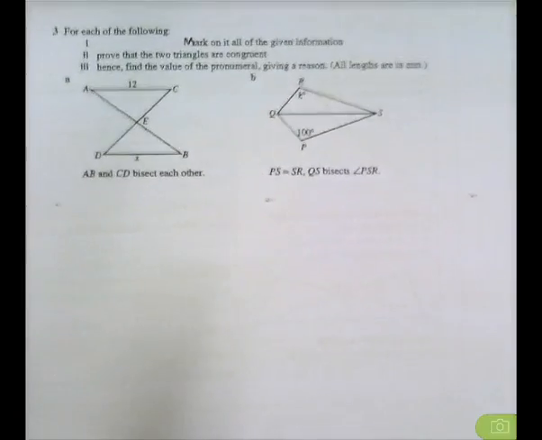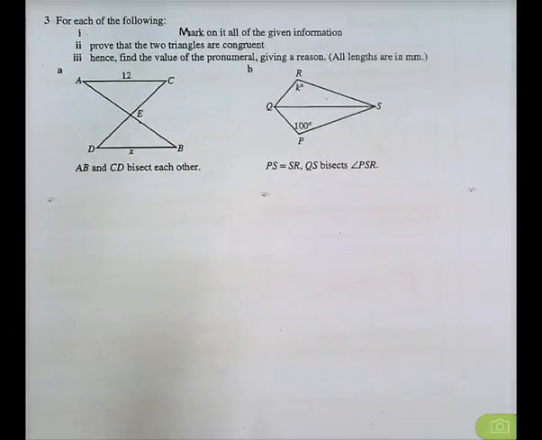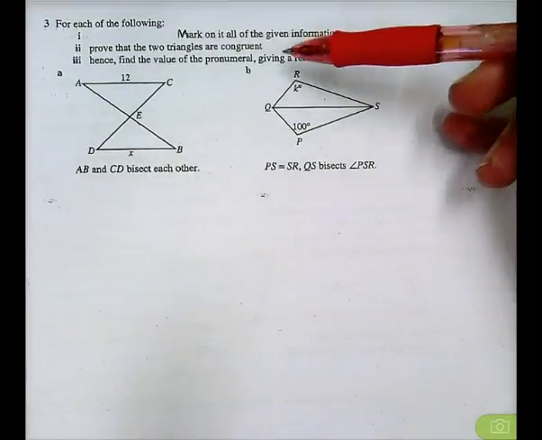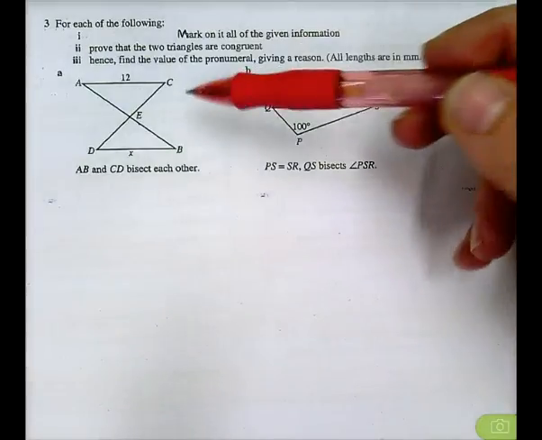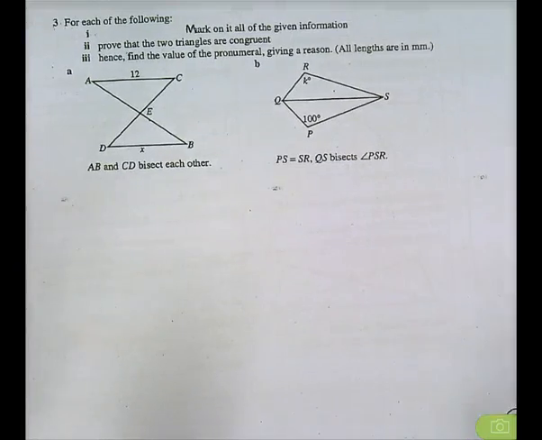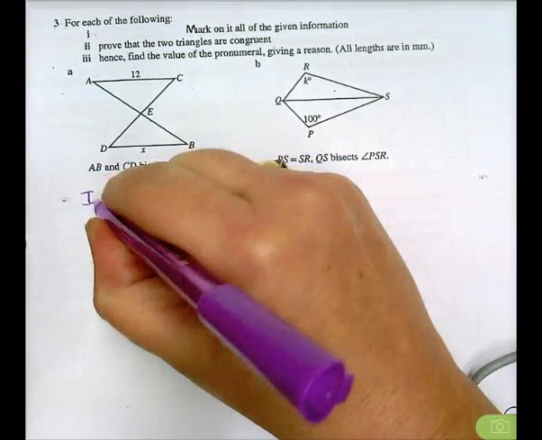the last video. Now in this question, for each of the following diagrams, you are told to mark on those diagrams all the given information. You are also to prove that the two triangles are congruent and hence find the value of the pronumeral giving a reason, and all lengths are in millimeters. You may wish to pause the video and attempt the question and then restart the video when you are ready. Okay, we can start off by identifying our two triangles.